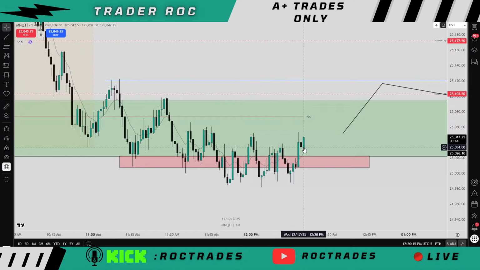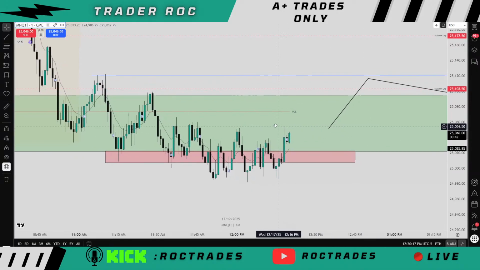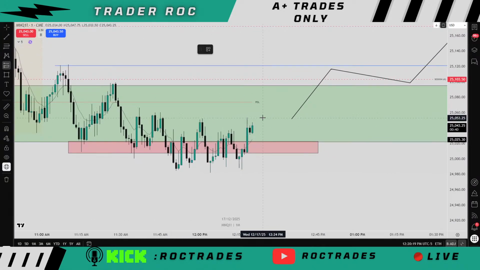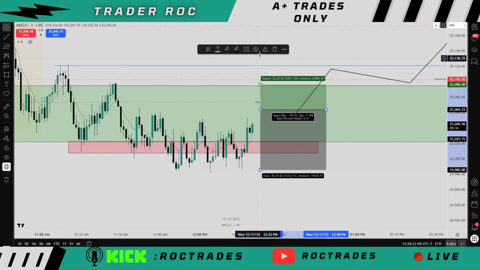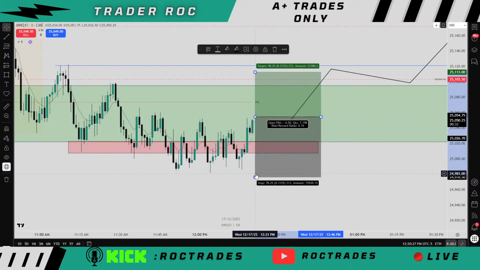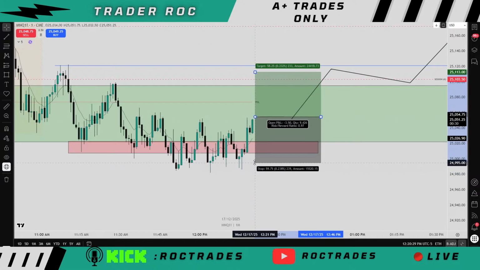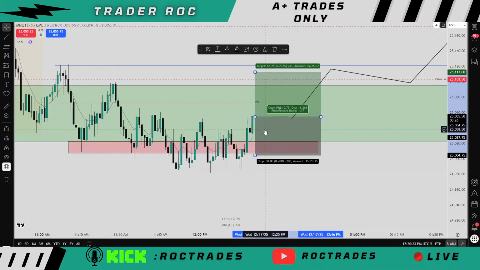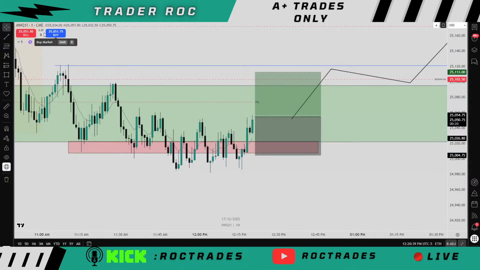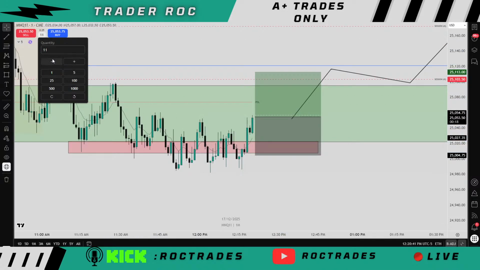We're starting to break structure, and I think this is probably where I'm going to go long somewhere in this area. If I can cover this low. Oh, that sucks. That's a massive stop. I'll probably just go like a 50-point stop, because once price gets going, it should just take off. A 50-point stop would be 5 micros. Go 10 micros for 1,000.